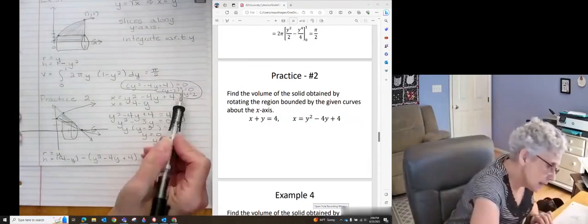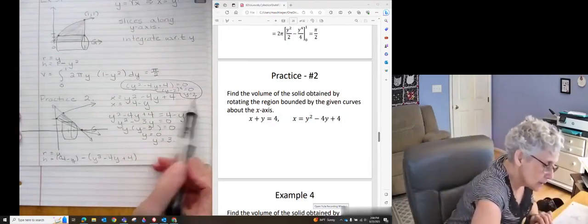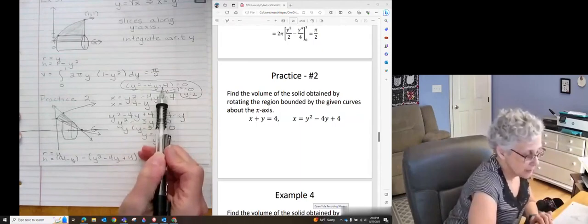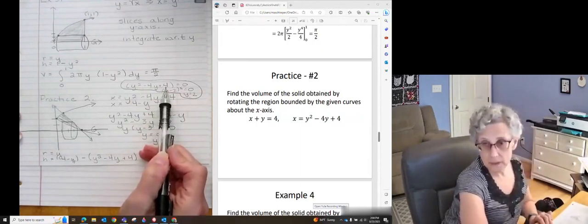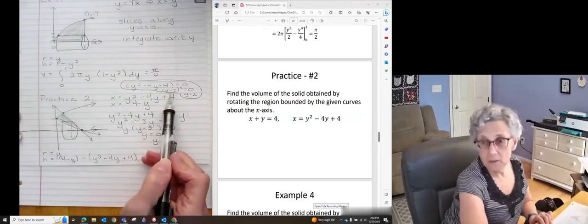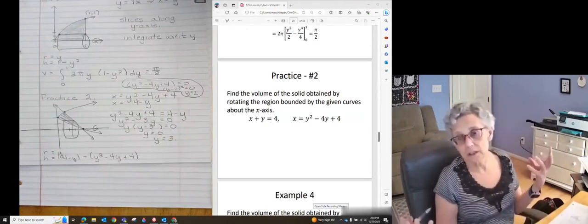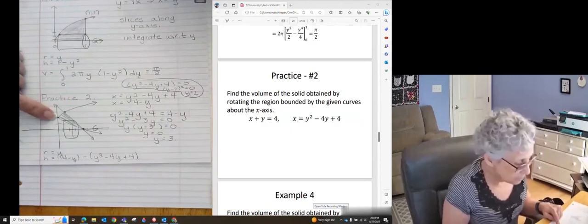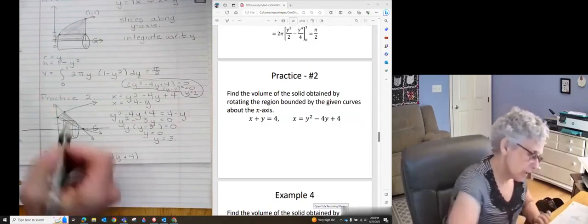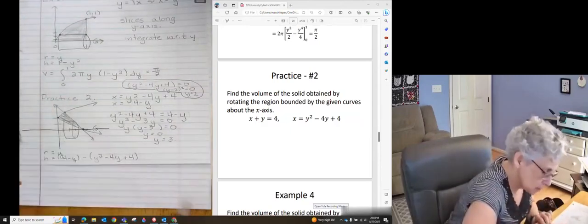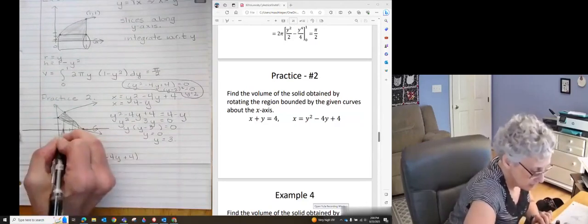I knew that this was a right opening parabola, so I figured out where it hit the axis, and it hits the axis when y is equal to 2. I got that by setting x equal to 0. And I see that y minus 2 squared equals 0, so I know that it touches there at y equals 2. So there's my parabola, and I get a region that looks something like that.